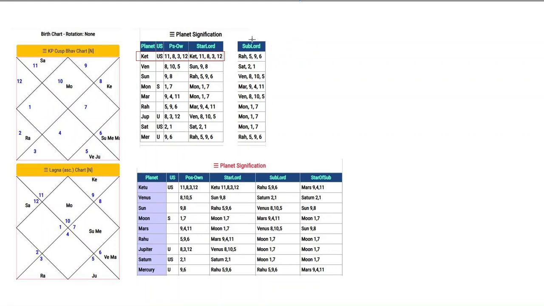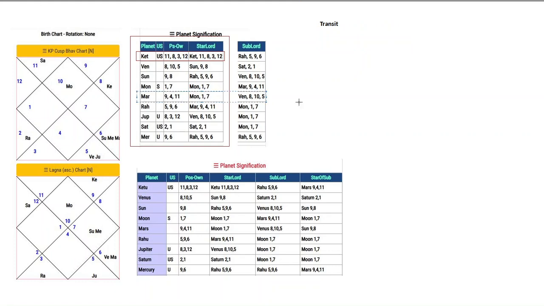So they tend to sit on two different islands. The sublord is sitting on its own island, and the house grouping is sitting in its own isolation. But over a period of time, you will see that even in Professor Krishnamurti's books, especially his book on transit, his rules are a little different.